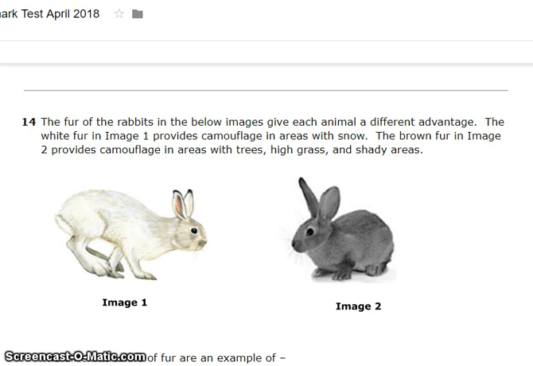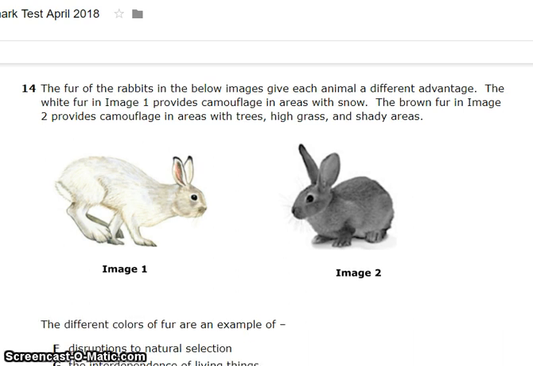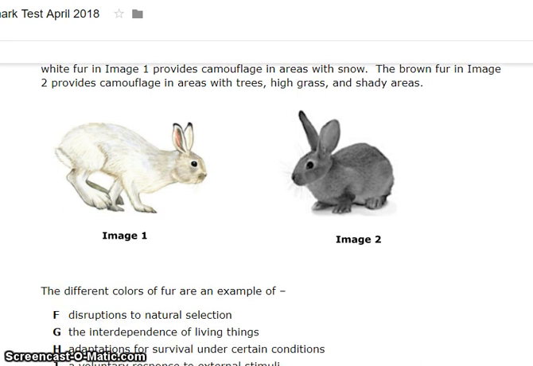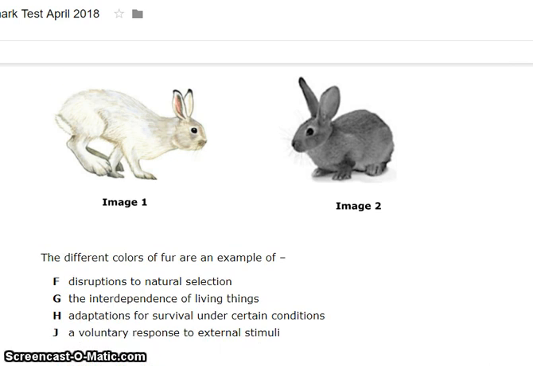The fur of the rabbits in the below images gives each animal a different advantage. The white fur in image 1 provides camouflage in areas with snow. The brown fur in image 2 provides camouflage in areas with trees, high grass, and shady areas. The different colors of fur are an example of what? F. Disruptions to natural selection. G. The independence of living things. H. Adaptations for survival under certain conditions. Or J. A voluntary response to external stimuli.